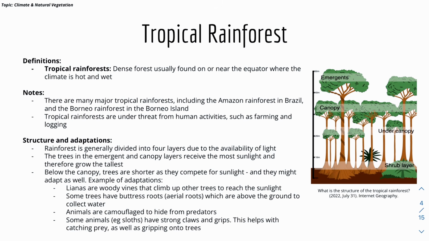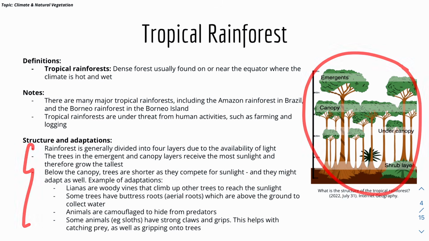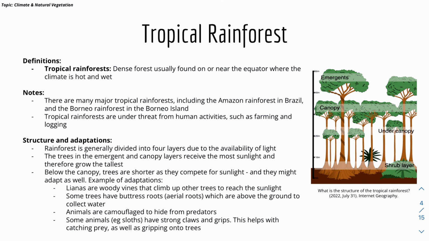And one quick note to know is that the tropical rainforests are always under threat from human activities due to farming and logging. So here we have the tropical rainforest, the structure, and we'll look into the structure right now. The rainforest is generally divided into 4 layers due to availability of sunlight. So we have the emergent layer, the canopy, the undercanopy, and the shrub layer.